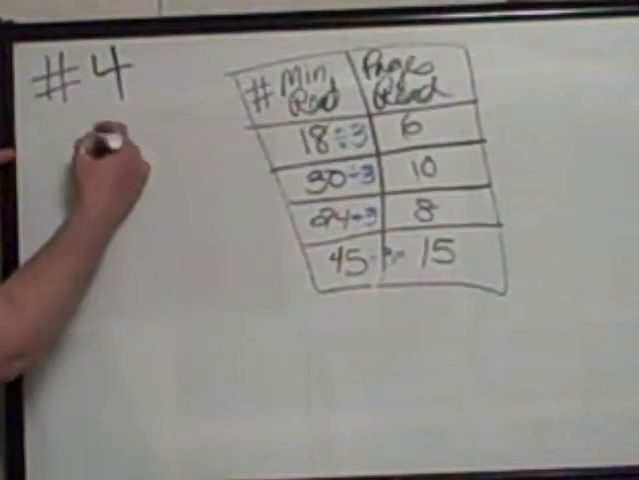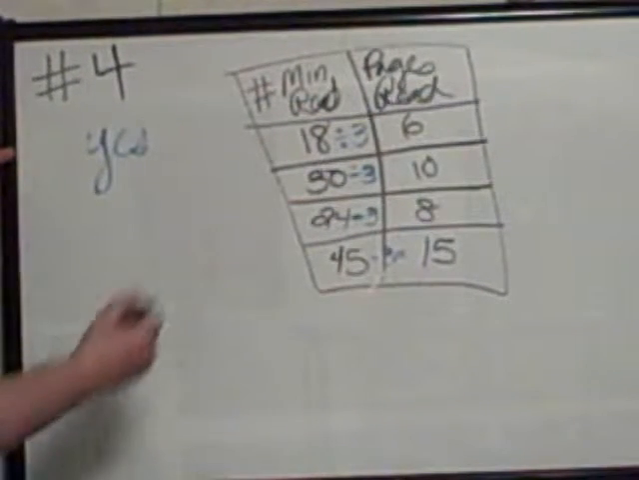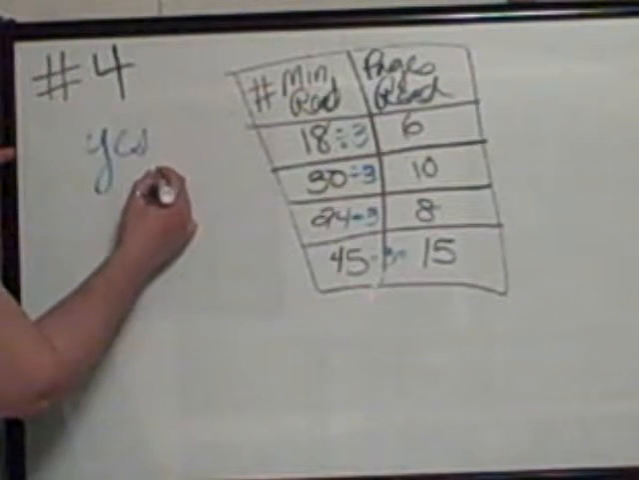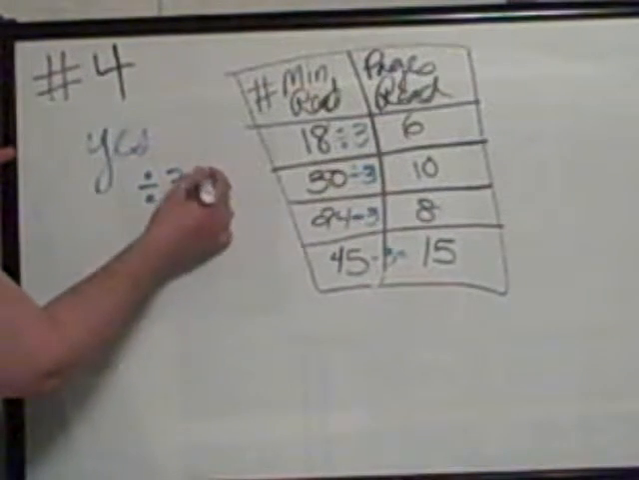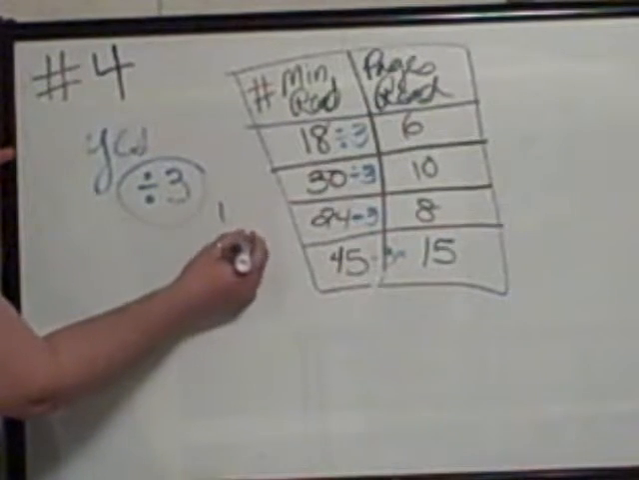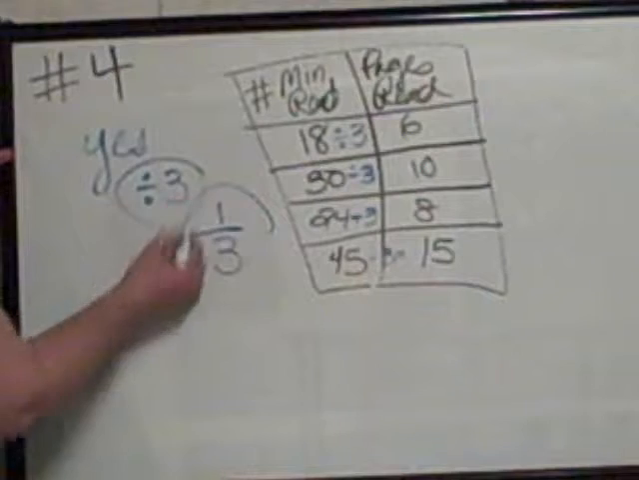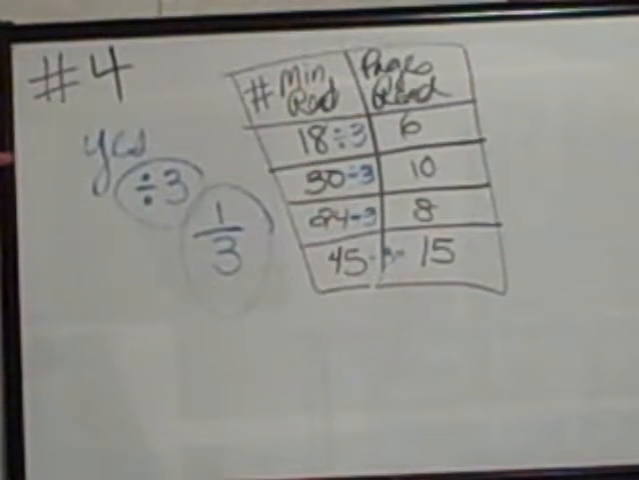So the answer to this question is yes, this is a direct variation. And the constant of variation would be divide by 3. But that's not a constant. Divide by 3 is 1 over 3. This represents the constant of variation.